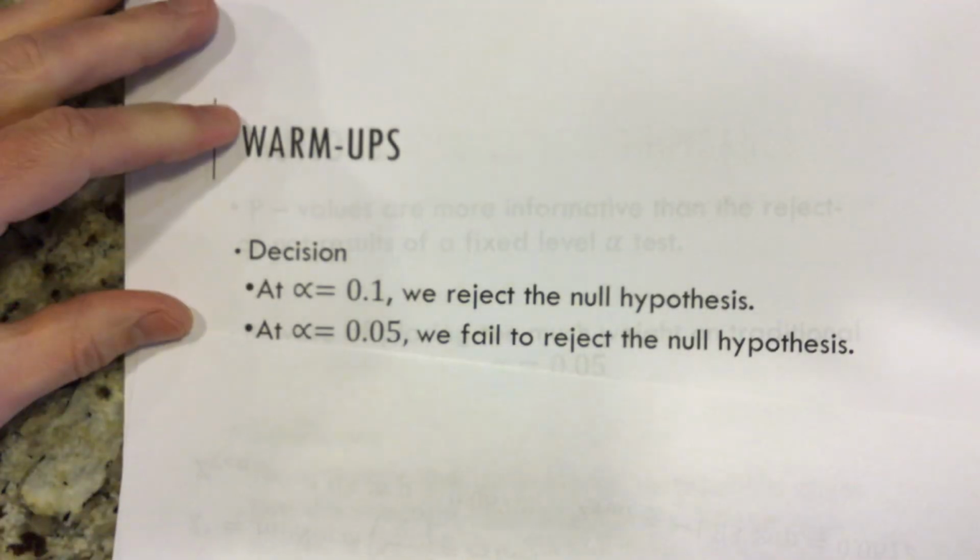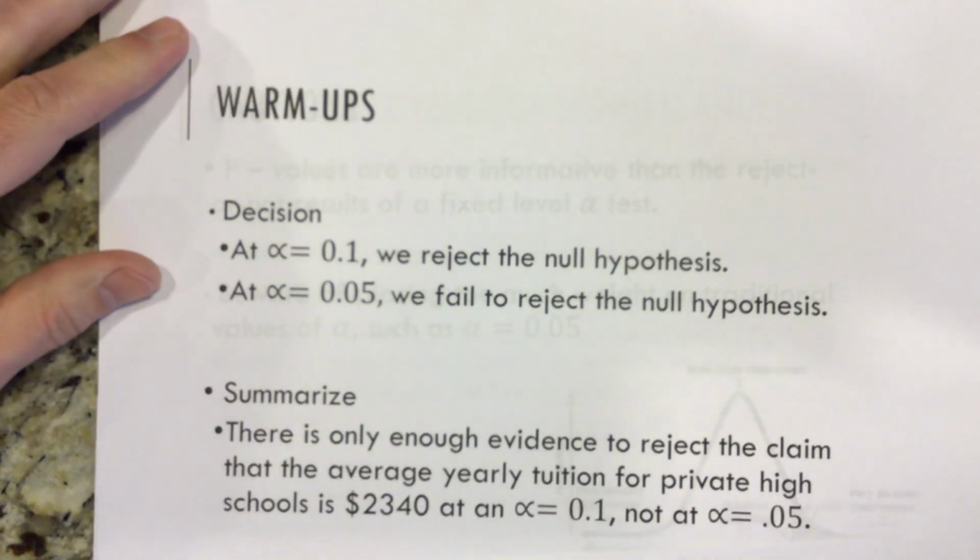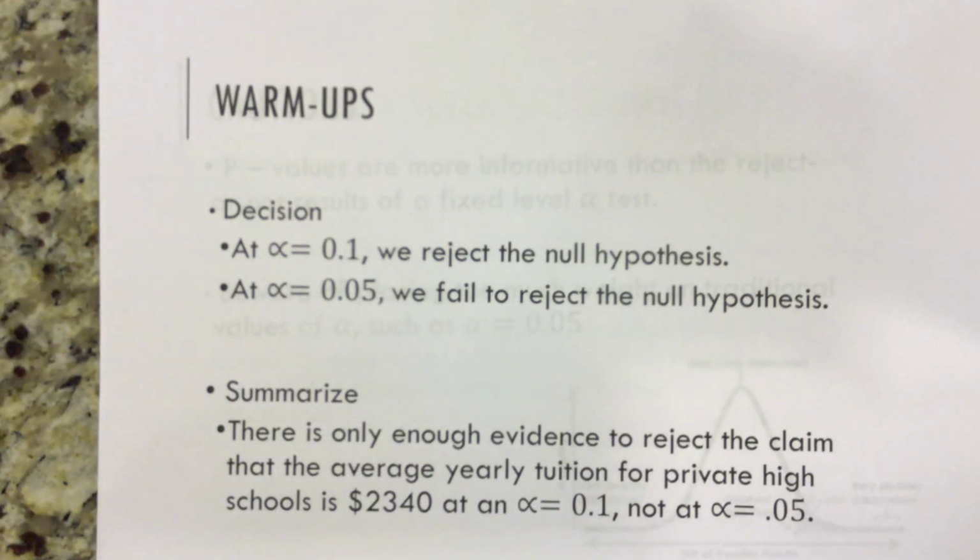So at a 10%, we get to reject the null. At a 5, we don't. And that's kind of the point why we did this as our last warm-up. That's the point of today's lesson. How do I know what's the magic way of determining whether this is enough evidence or not?